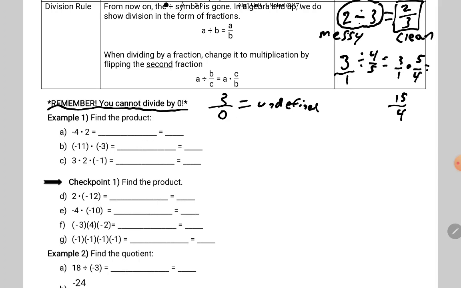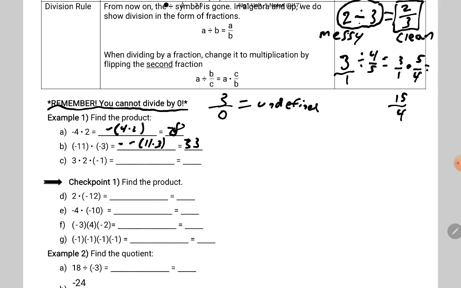So find the product. A negative times a positive is a negative. One way to look at it: just look at the numbers. 4 times 2. We got 1 negative, so that's -8. In this one we have 2 negatives, negative, negative, and then we have 11 times 3. Since there are 2 negatives, this becomes positive.